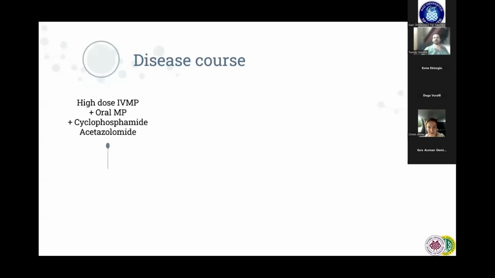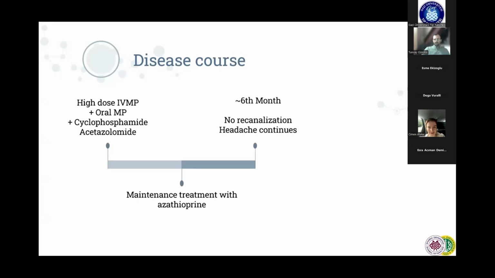We started high-dose IV methylprednisolone and added oral methylprednisolone tapering. As immunosuppression, we started cyclophosphamide initially because he also had thrombophlebitis and signs of vascular Behçet's disease, in addition to acetazolamide to reduce the increased intracranial pressure. After 3 months of cyclophosphamide, we continued with maintenance treatment with azathioprine. In the meantime the headache continued, and the control neuroimaging showed no recanalization at 6 months.